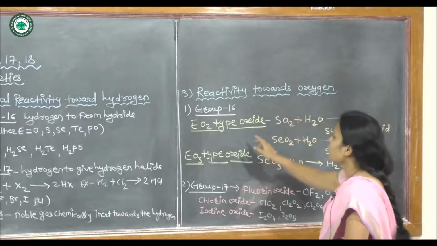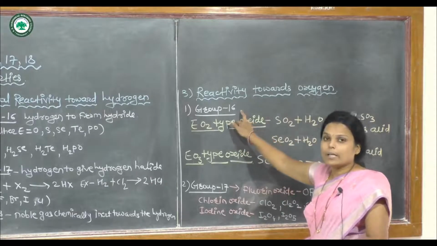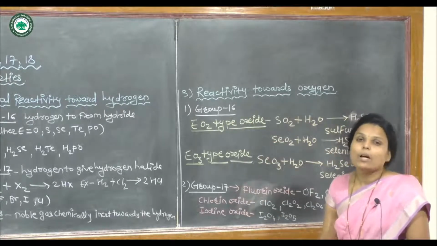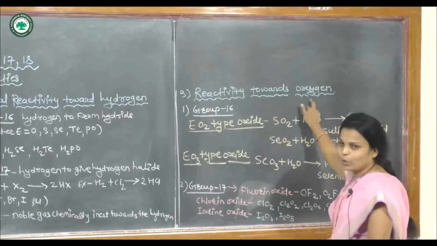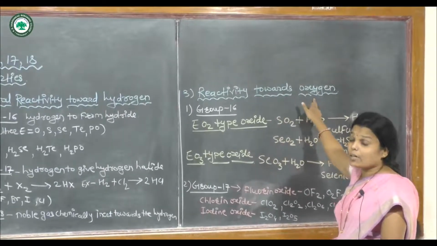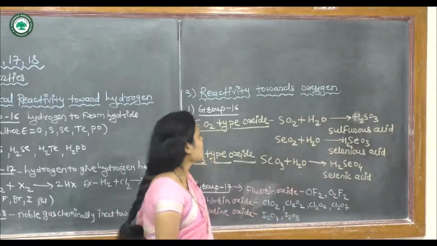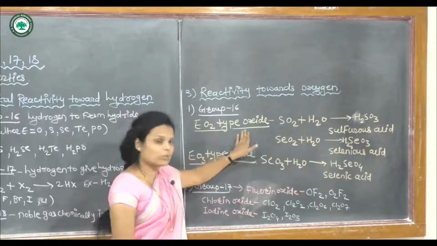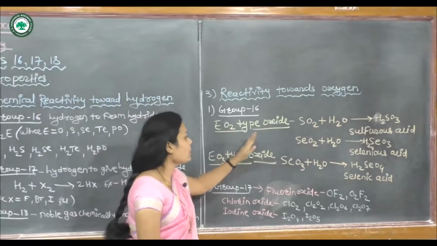We know that oxygen, sulfur, selenium, tellurium and polonium are all group 16 elements, and those group 16 elements react with an oxygen molecule. The first reaction is an EO2 type oxide.